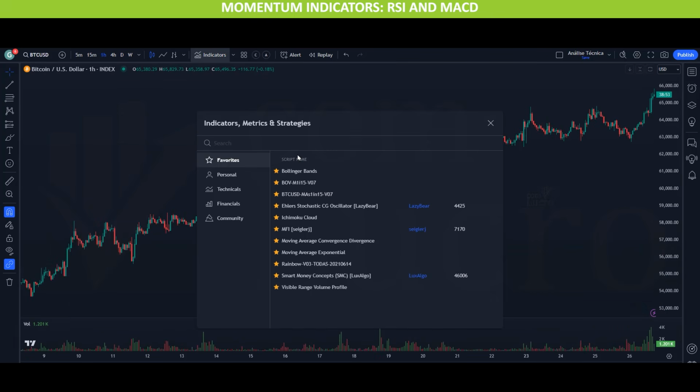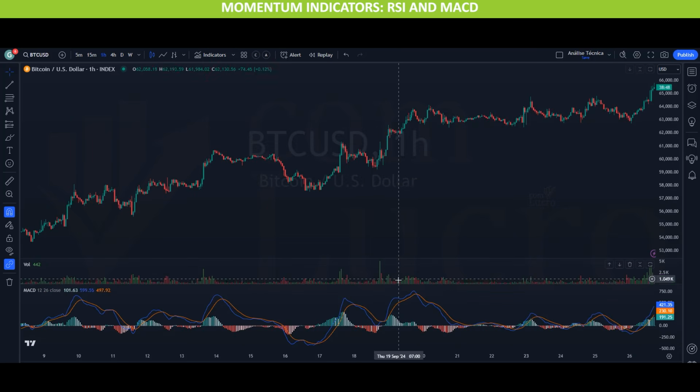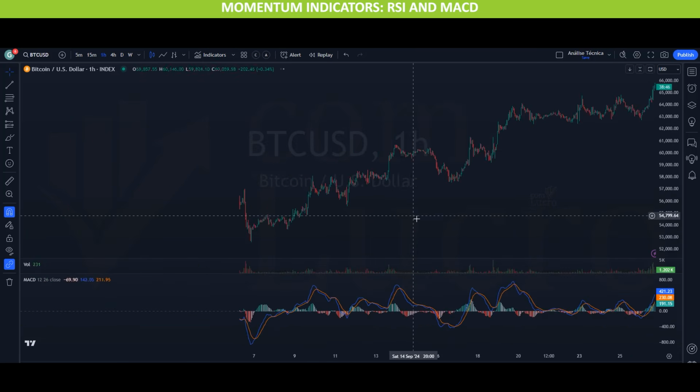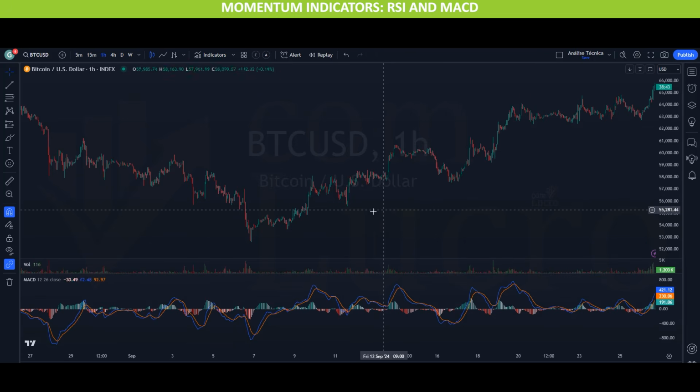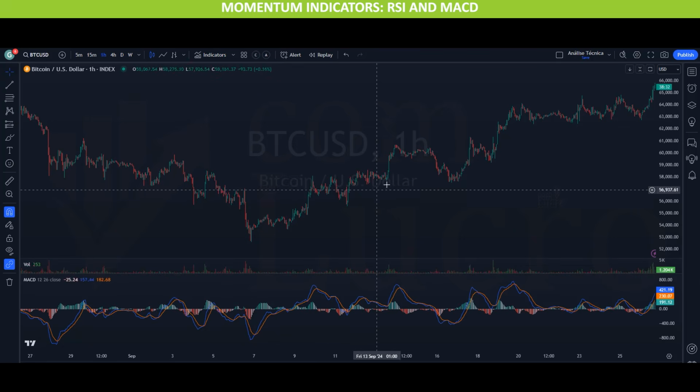Then we have the MACD, Moving Average Convergence Divergence, which combines trend and momentum by measuring the distance between two EMA lines. It produces signals when the MACD line crosses its signal line. A cross above points to bullish momentum. A cross below points to a bearish shift. That makes it one of the clearest tools for spotting a change in market direction.